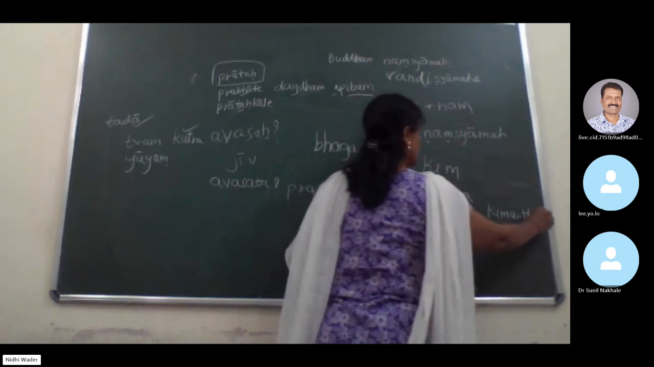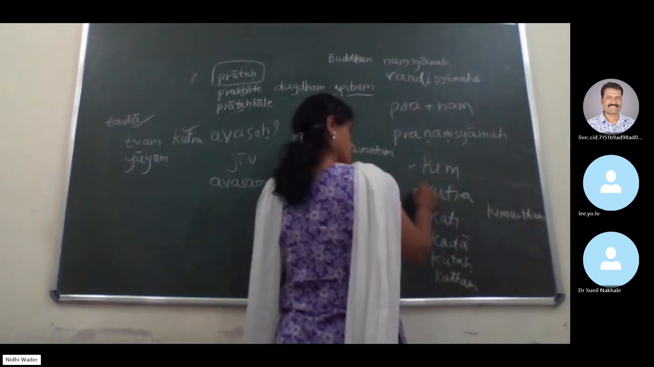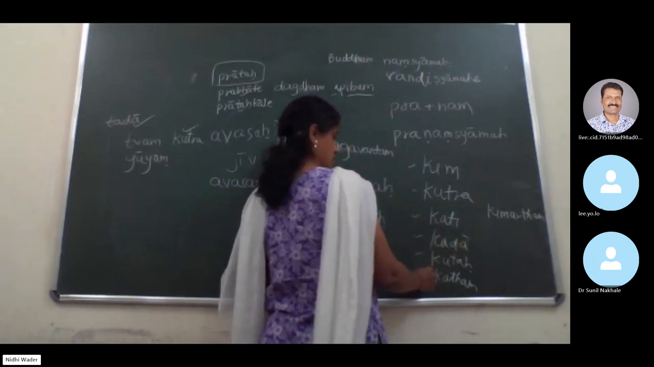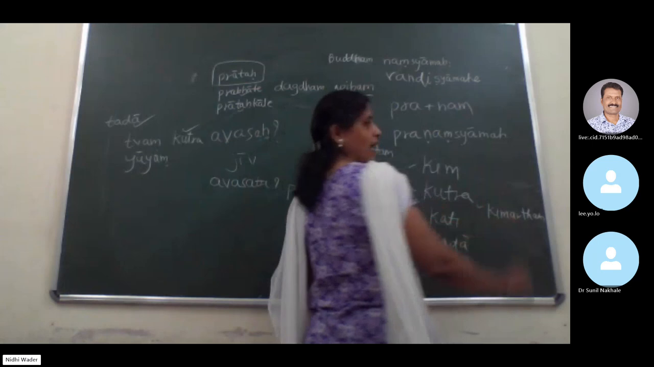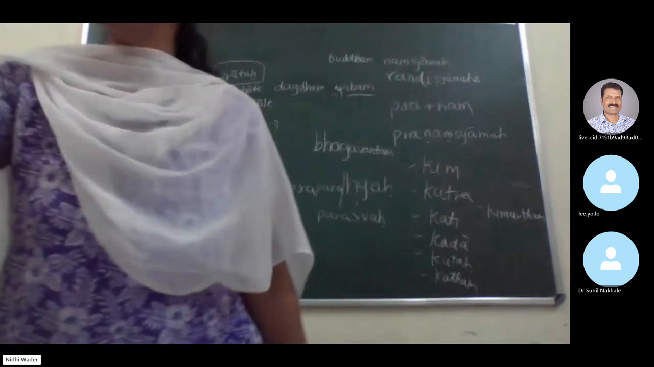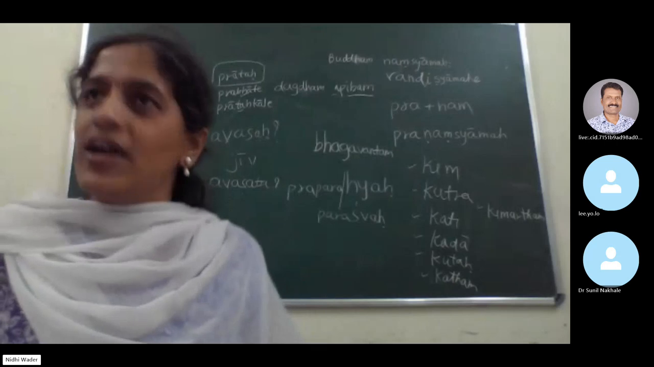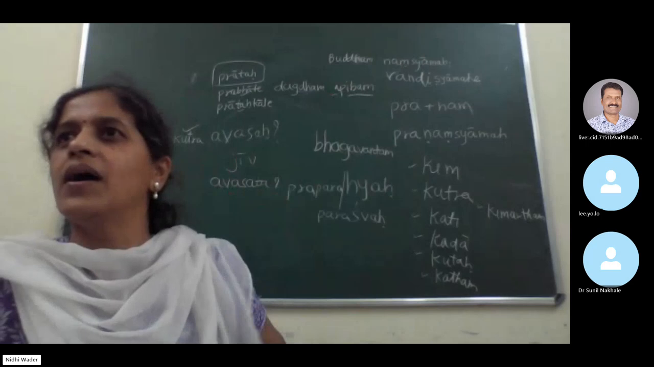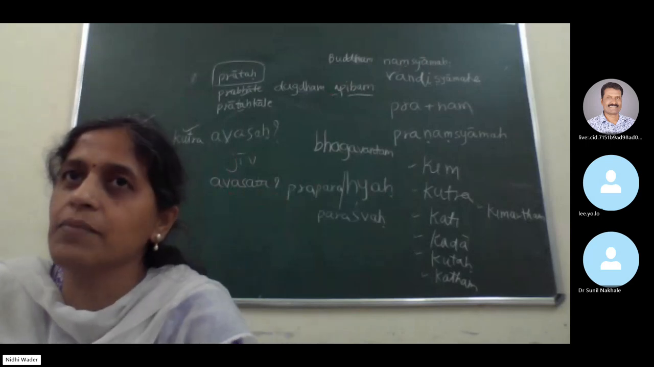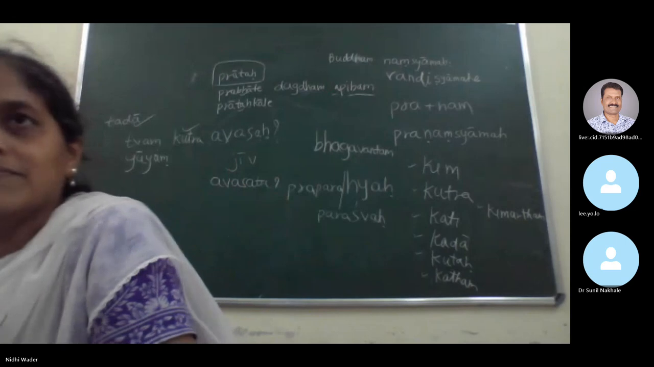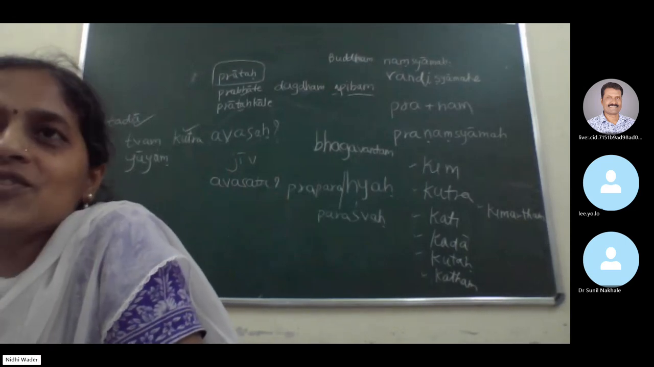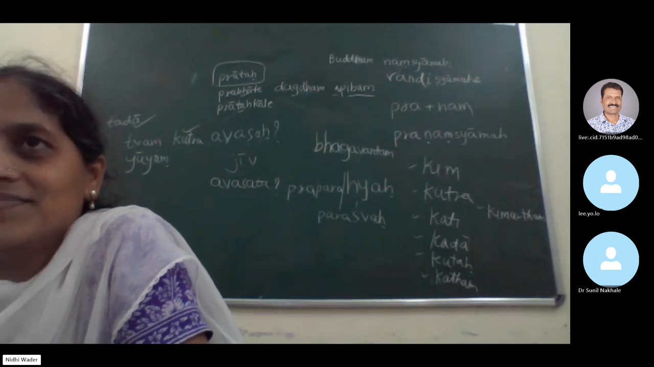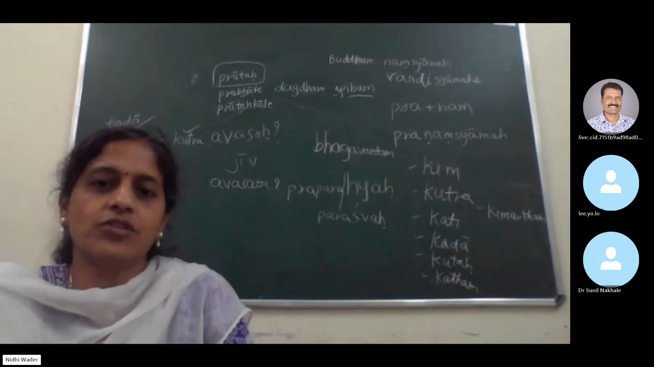Let's quickly revise them. Kim is who, what. Kutra is where. Kati is how many. Kada is when. Kutaha is from where. Katham is how. And Kimartham is why. So if you know them, you can still search. We have learned them a few classes back. I don't remember exactly when, but I think when we were discussing the indeclinables, that time we learned them. So they are used in the questions. From there you can guess what the question will be and then search. Go to the passage and search the answer. So it will not be difficult then.